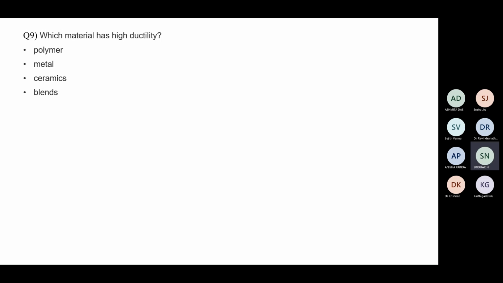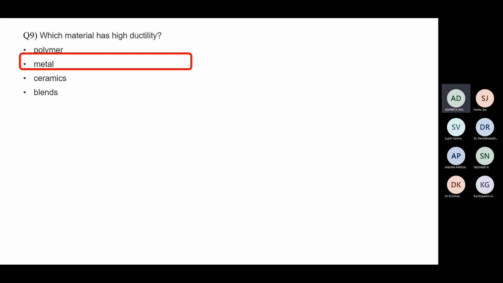Ma'am, I think metal has high ductility. Metals have high ductility compared to polymer material. No, the correct answer is metal.